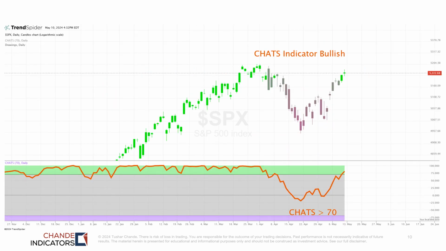This is a longer term look at the trend structure. We're using the CHATS indicator, the Chande Absolute Trend Strength indicator, in both the upper panel and the lower panel. The value is above 70, which means we have a strong uptrend. And this is confirmed in the upper panel by changing the color of the candles to green. Notice during the uptrend we had green candles, then a little consolidation, and green candles again. So on a long-term basis, we're again detecting a strong uptrend.